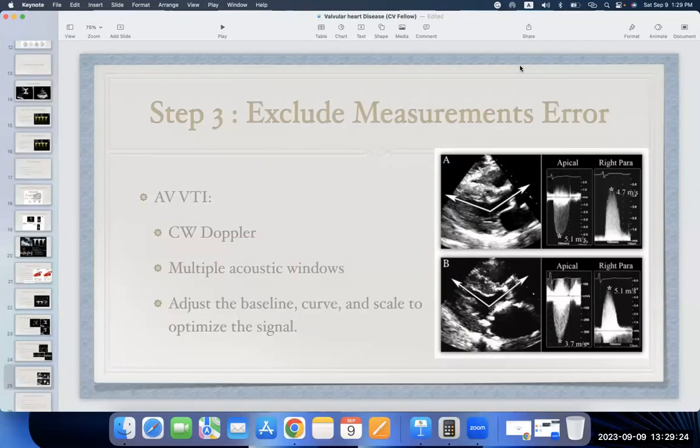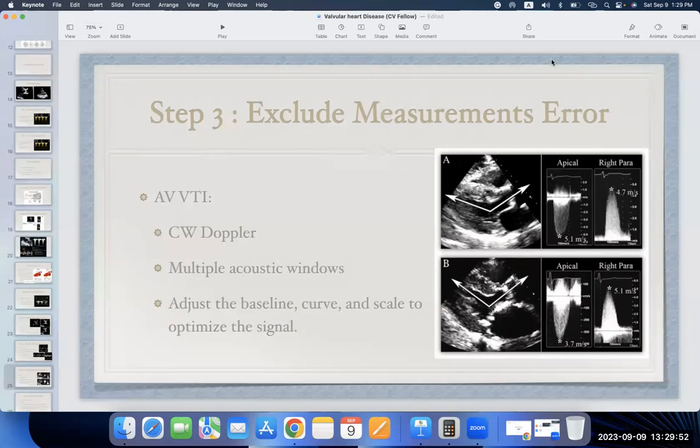So the other source of error will be the aortic valve VTI. It's very important when you measure the aortic valve VTI that your echo beam is parallel to the flow of the blood. If it's not parallel to the flow, and you are more than 20% off, you will significantly underestimate the velocity.